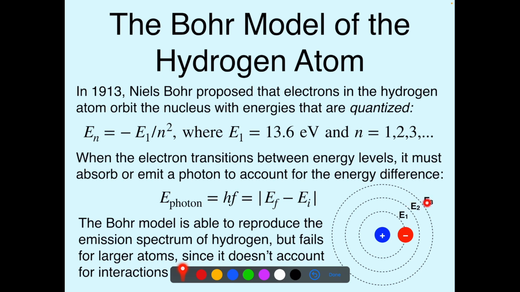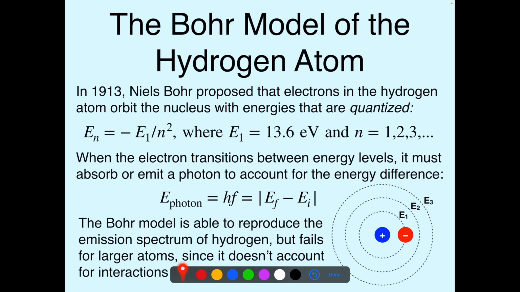Maybe it starts at n equals 3 and jumps down to n equals 1. Whatever the case may be, it has to either absorb a photon or emit a photon in order to account for that energy difference, okay? So the idea would be if we jump up in energy level, the electron is gaining energy, so it has to absorb a photon to gain that energy. And if it jumps down in energy level, it's going to emit a photon, so it can give off that energy and have less energy than before.